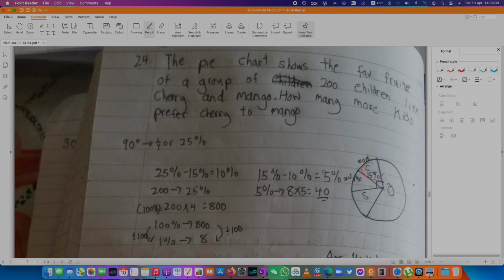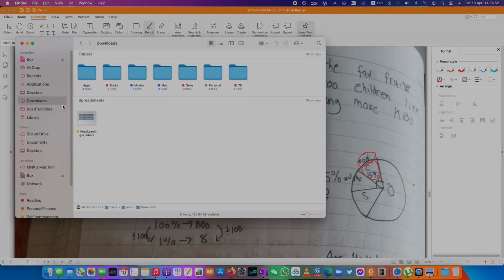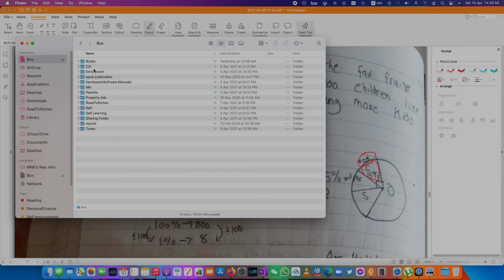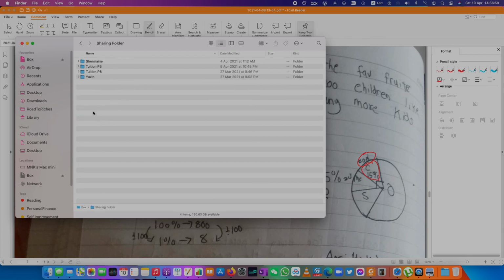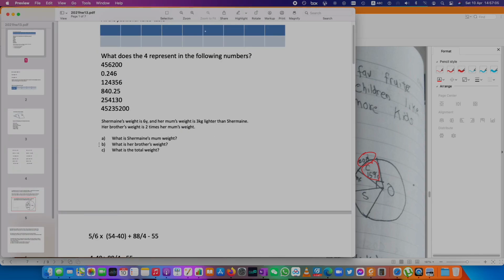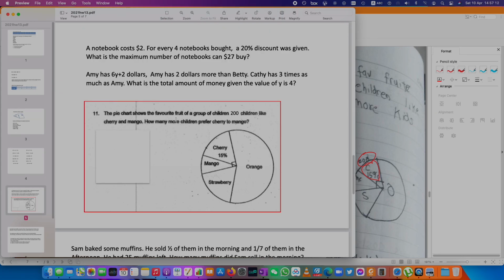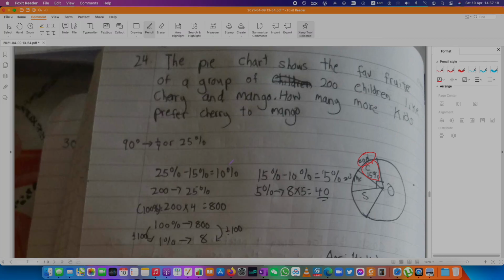So 15% is cherry. So cherry is 200. Is 15% cherry or 25% cherry? Let me look at the question. You make me confused. I need to go to downloads, then box, then sharing your folder. I need to check the original question. So let me see. 200 children like cherry and mango. So 200 is 25%. Okay, good.